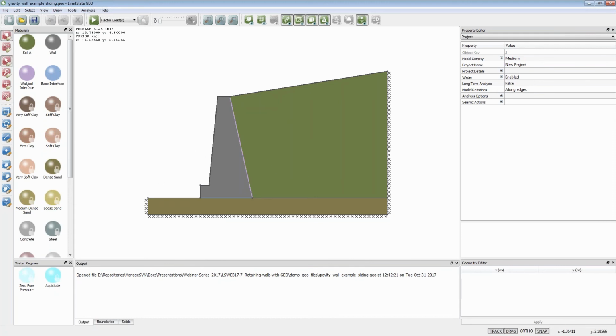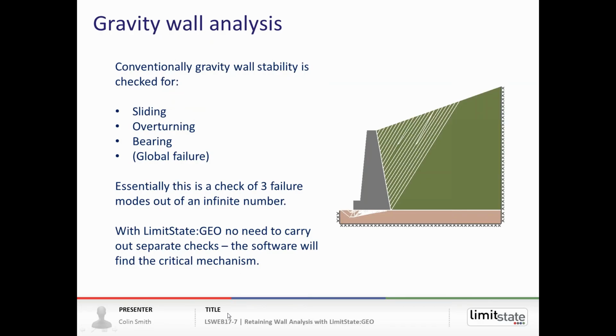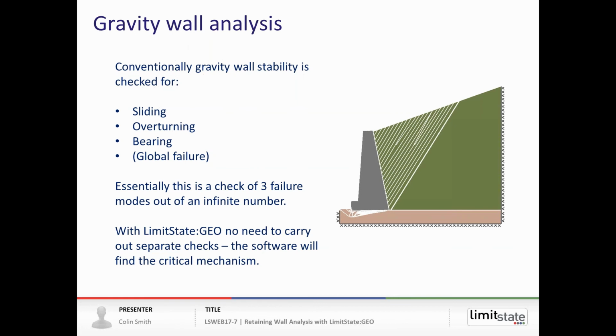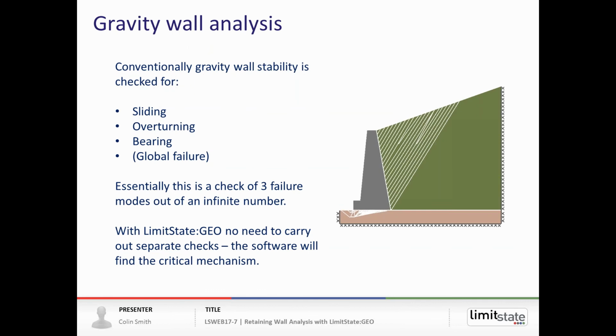Now before I do that, we'll just flip back to the presentation and say a little bit about gravity wall analysis. So in conventional terms, in textbooks and codes, often it's recommended to check stability for sliding, overturning, bearing capacity, and also global failure, where the failure may bypass the wall. However, this is really only a check of 3 failure modes out of an infinite number. Generally what happens is you get a combination of these rather than them individually.